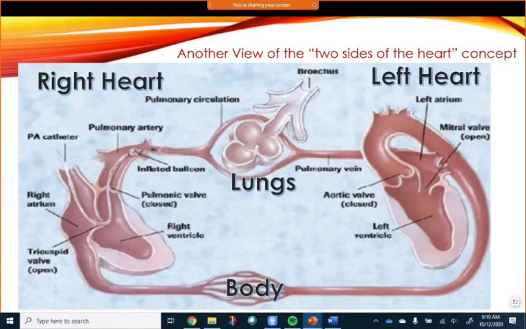Let me show you again. And I have multiple pictures. Find one that sits with you and that you love. I like this picture too. This is the right heart, left heart, lungs, and body in between the two hearts. The body returns to the right heart, and then the right heart sends it to the lung circulation. It gets oxygenated there, and then it goes to the left heart. So just keep that two pump concept in mind.